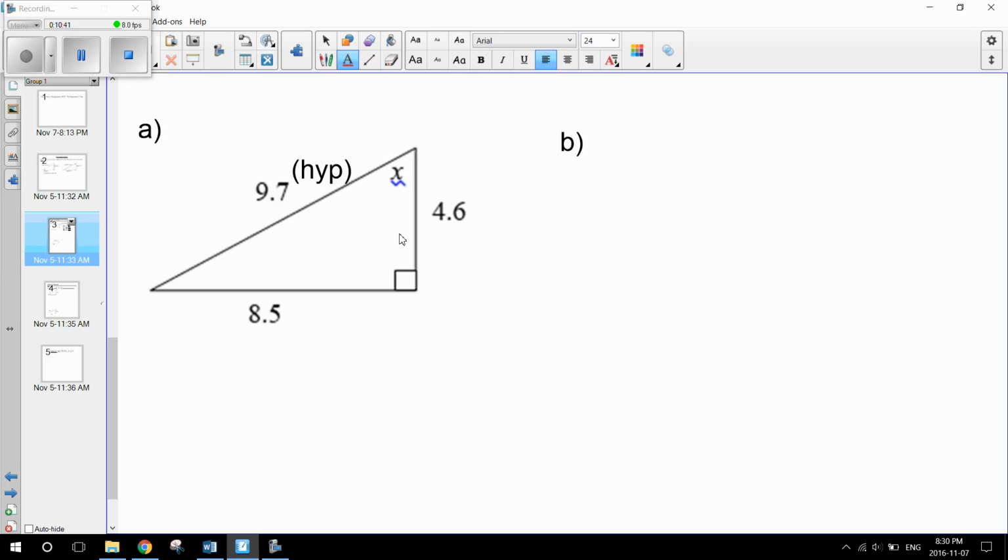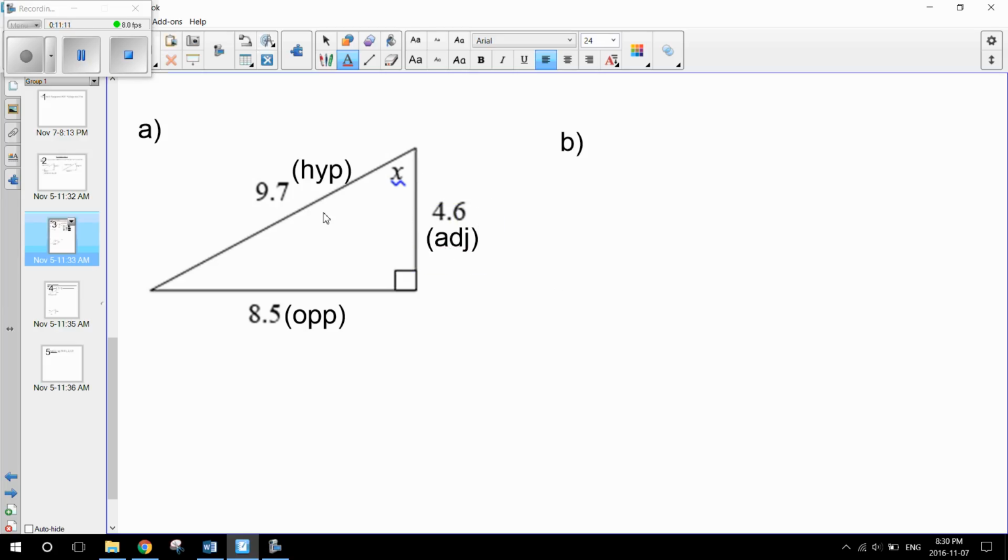Our next one is we want to look for opposite. So we look at this angle here, this angle in this top corner, because that's the one that's indicated with the X. And we go across, and which one is across is this 8.5. Because it's across from the angle, that's our opposite. And then we look at this side, which is alongside and beside this angle here. So that's our adjacent side.